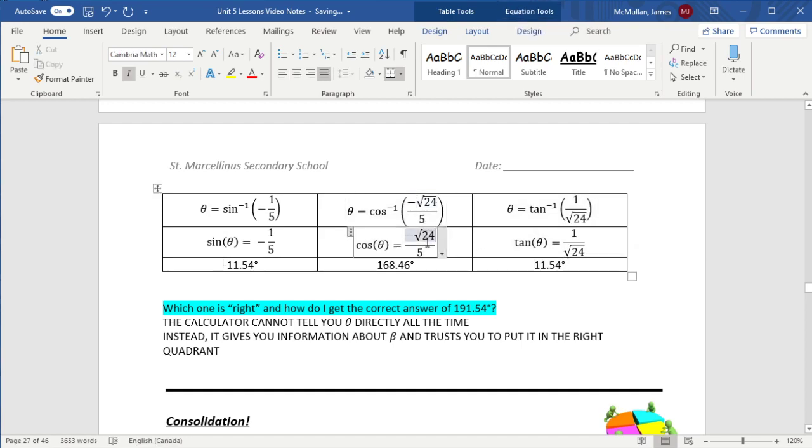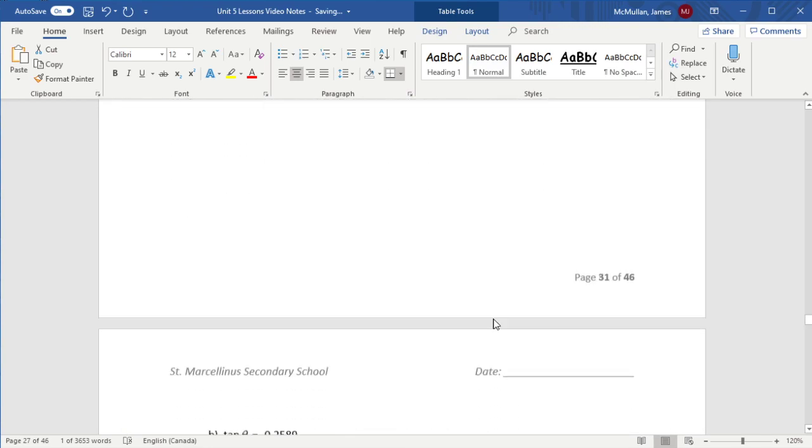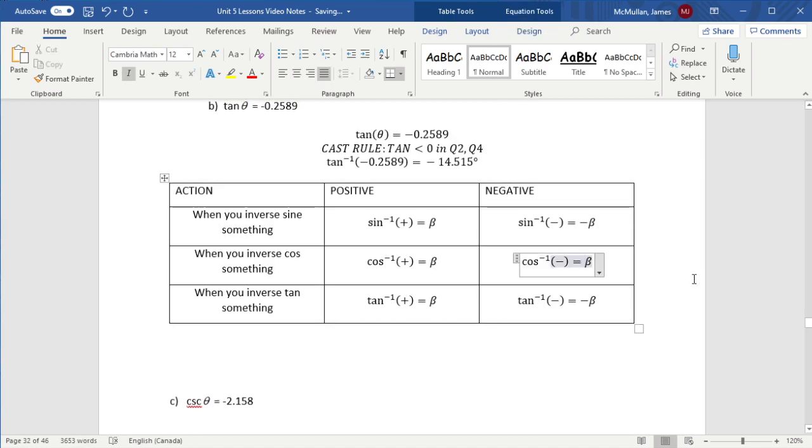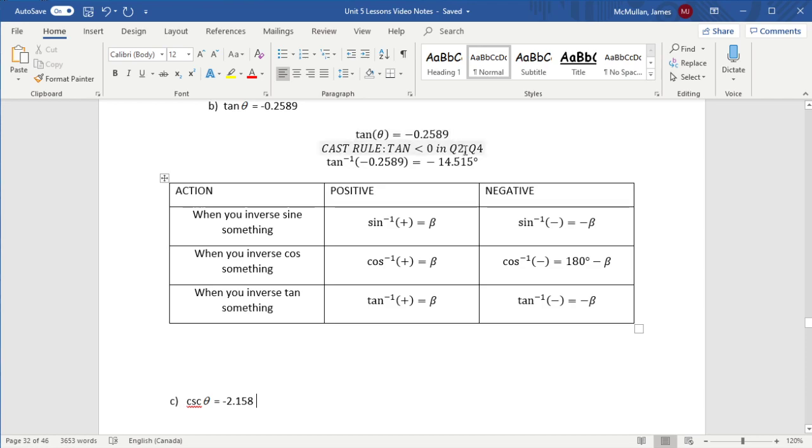Now I inverse cosed a negative, and it gave me something strange. It gave me 180 minus beta, right? And that's the last piece of what is really challenging about this unit, just remembering that cos works a bit differently. Okay, if you inverse cos a negative number, it's going to tell you 180 minus beta. This chart here is hugely important. It will help you understand what your calculator is trying to tell you.